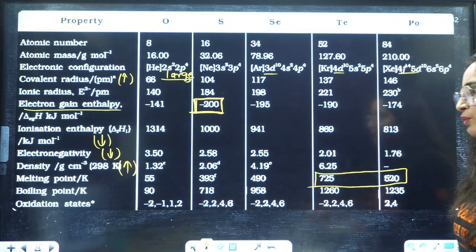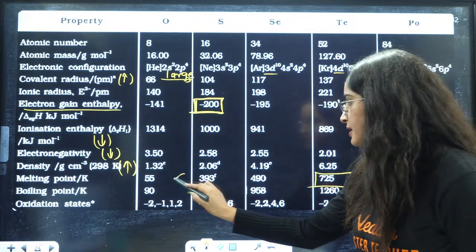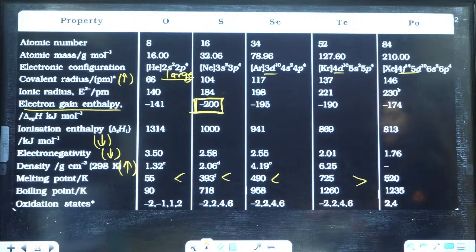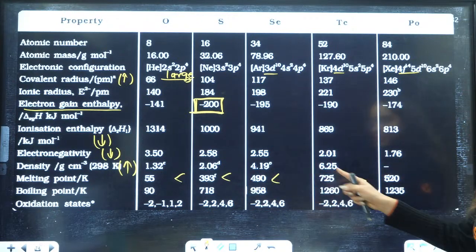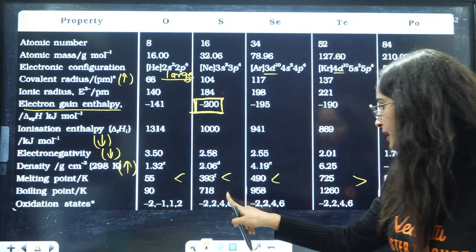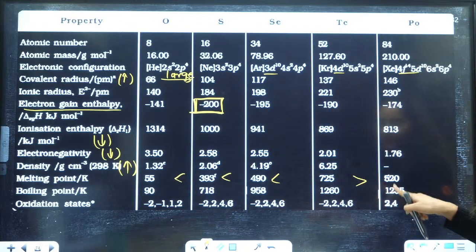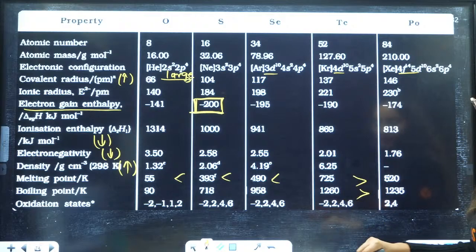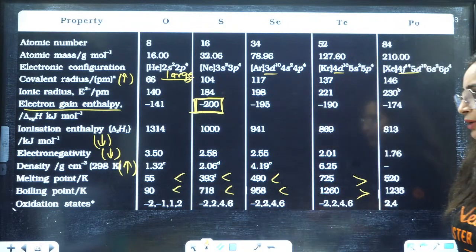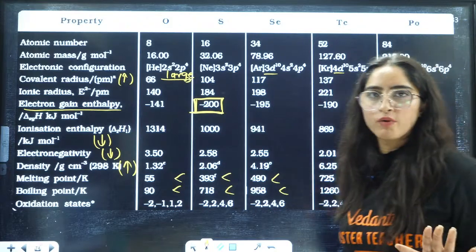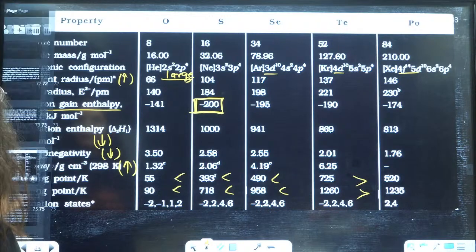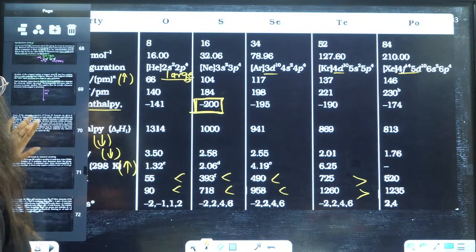In this part, you can see a variation: it is decreasing, decreasing, decreasing. Then firstly it is increasing, increasing, increasing, then it is decreasing also. With boiling point, it is increasing, increasing, increasing, and then again it is decreasing, right? So it's the same trend they follow for melting and boiling point. Oxidation states we will talk about, right? Okay, so that's the same trend that they are following here. Let us see the theory part here.